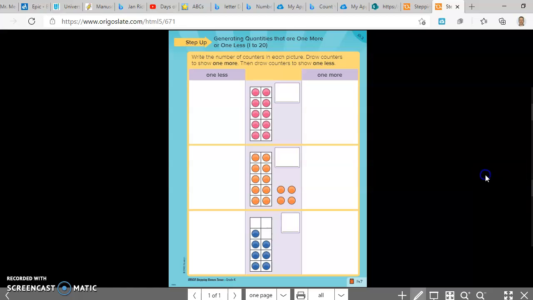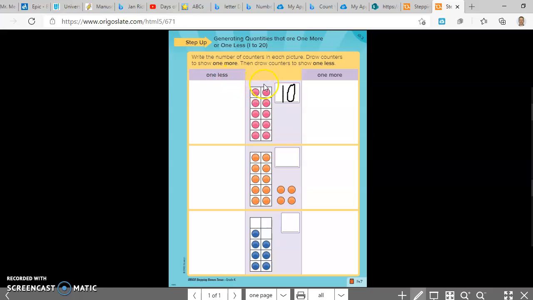I'm going to change my color to black. And I'm looking here at this amount here. And what I'm going to do first is find out how many's here. Now this is a 10 frame and it's full. So how many would that be? That is, you're right, that is 10. 1, 2, 3, 4, 5, 6, 7, 8, 9, 10. All right. And then I have 10 here. Now on this side, in this box, I'm going to put 1 less. So how many would it be if I had 1 less than 10?